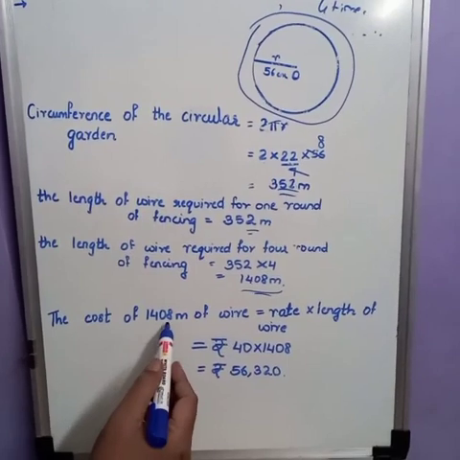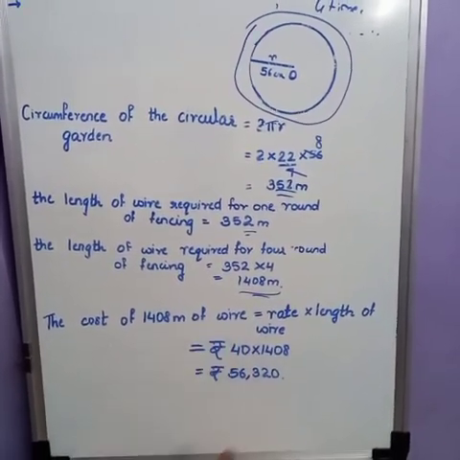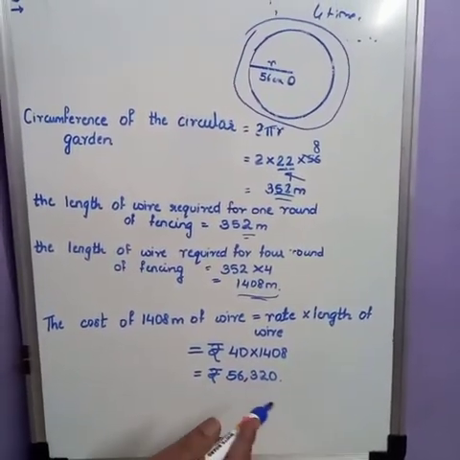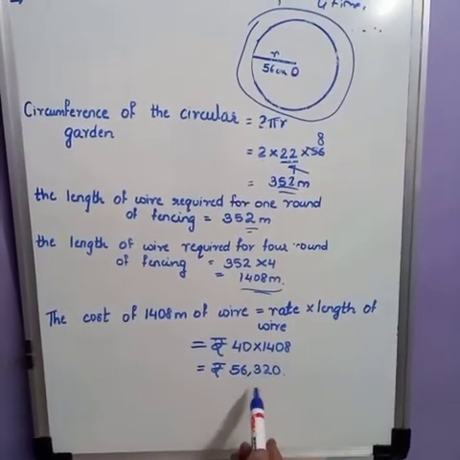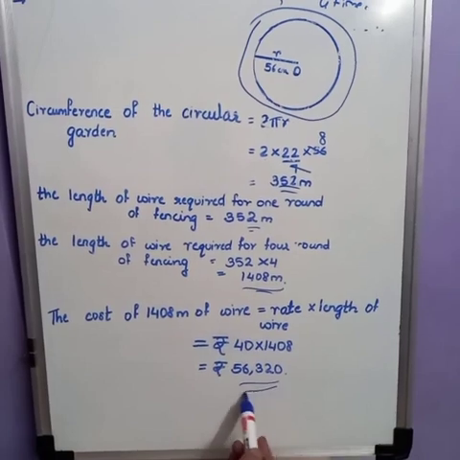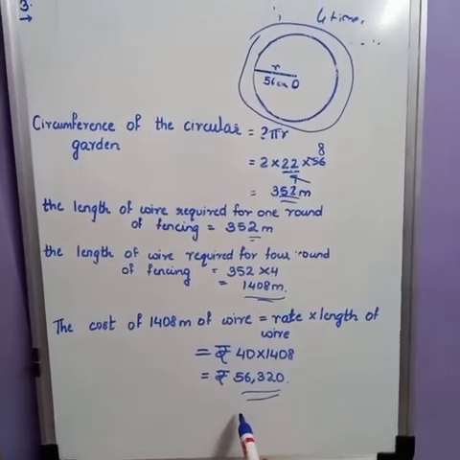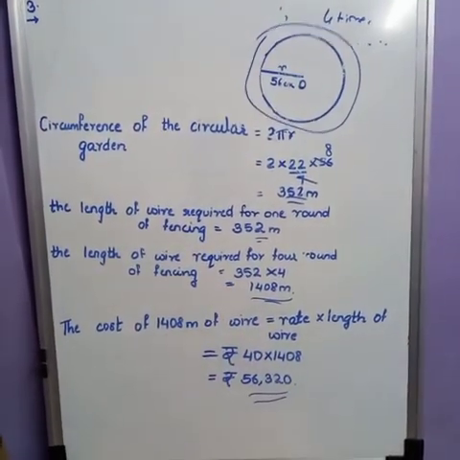Now the cost of 1408 meter of wire, how much should it be? For 1 meter it is 40. So 40 into 1408 comes to 56,320 rupees needed for the 4 times fence to be done.